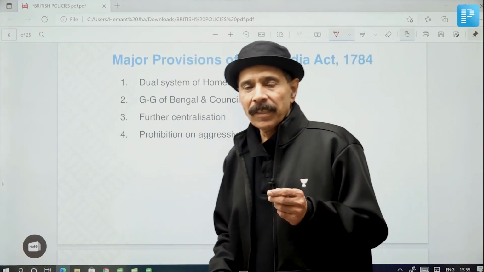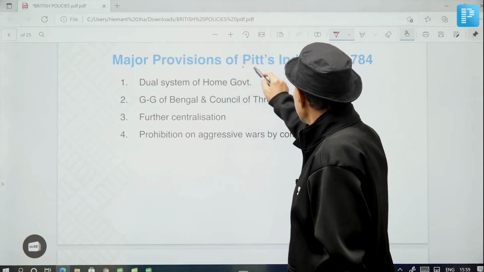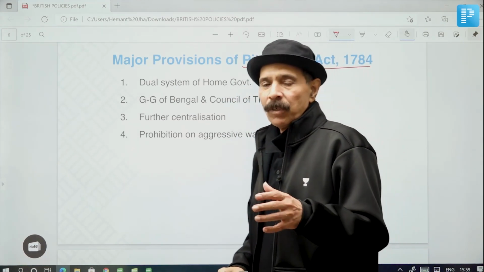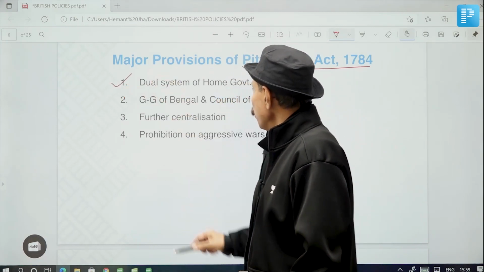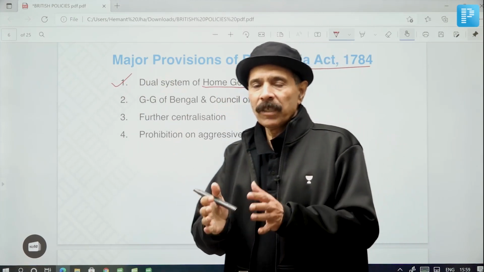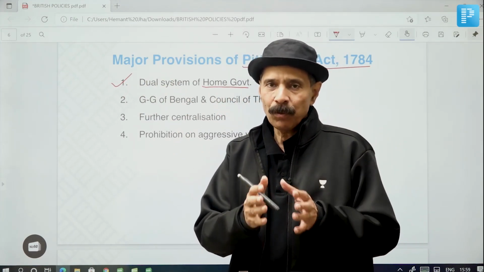The next is Pitt's India Act, 1784. And here are the provisions you have to keep in mind. Number 1, dual system of home government. Home government means company's government in London. The supreme body was Court of Directors.